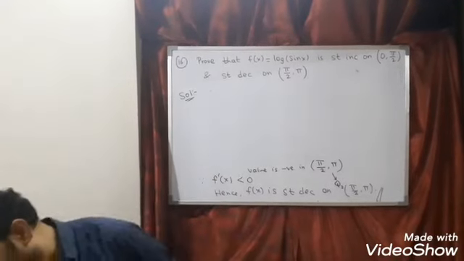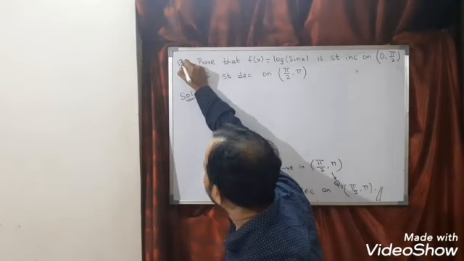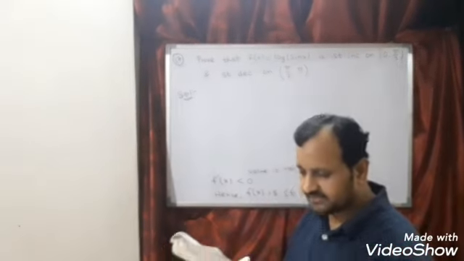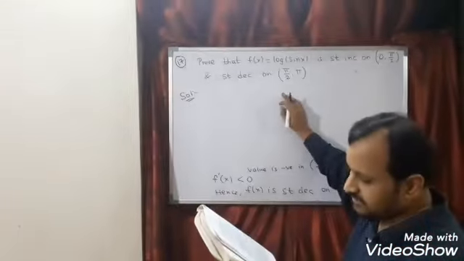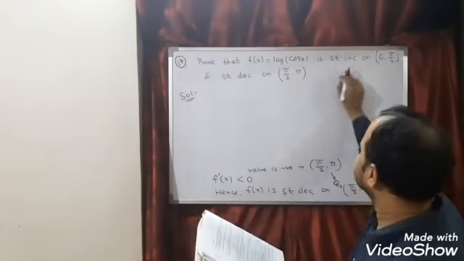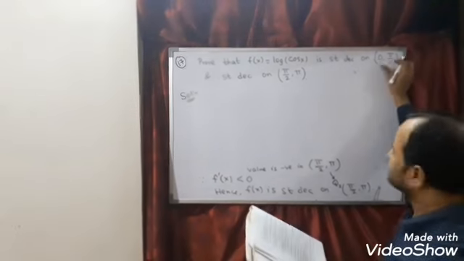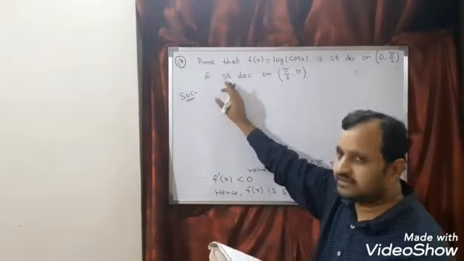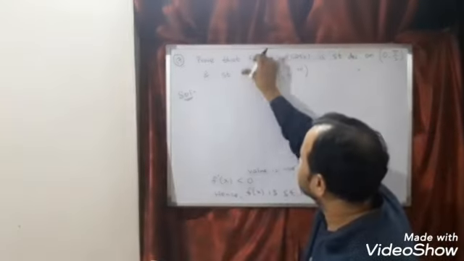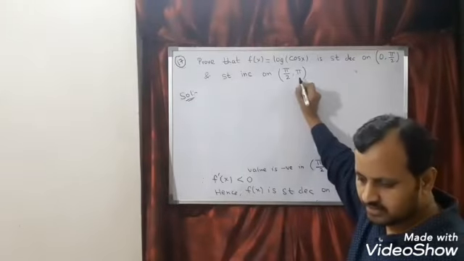Look here, question number 16 is our 17th. Question number 17 is the same as question number 16. Prove that f of x is equal to, now in place of sin x they have given cos x, is strictly decreasing on 0 comma pi by 2 and strictly increasing on pi by 2 comma pi.